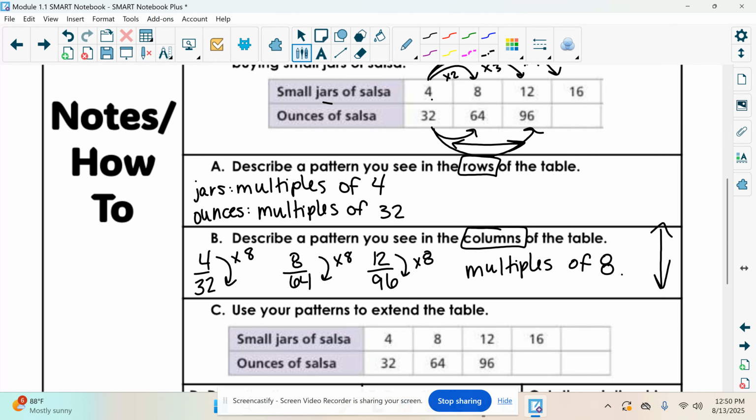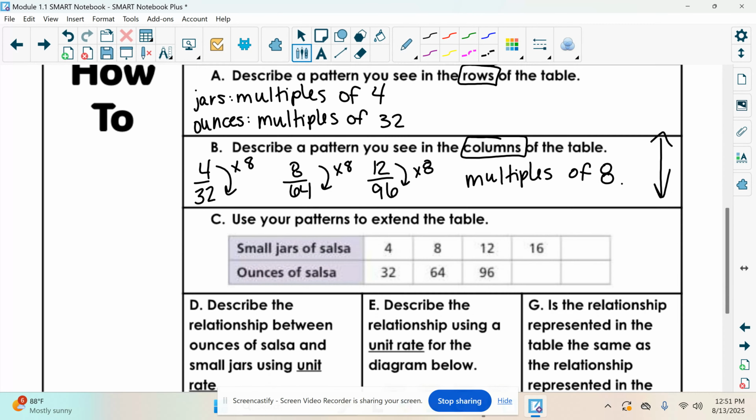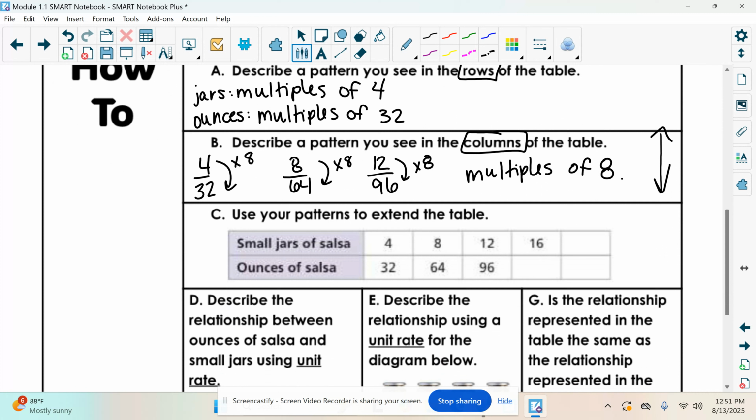Were they the same every time? Do we multiply by 8 every time in those columns? Yeah? Okay. Good. So using those rules in part C, we want to finish the table. How do we want to finish the table? Jacob? You could use the box method. What if we also use one of these rules? What if we looked at the rules?